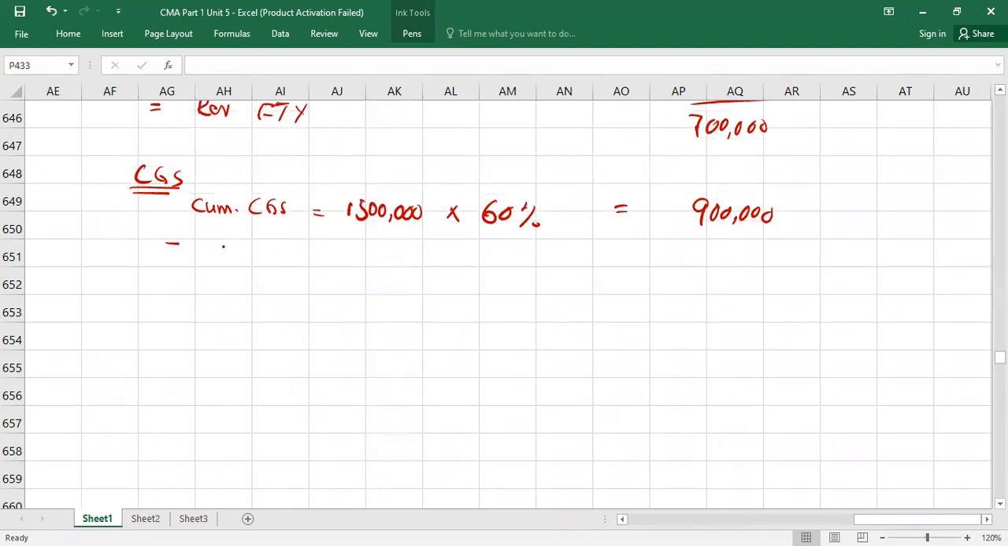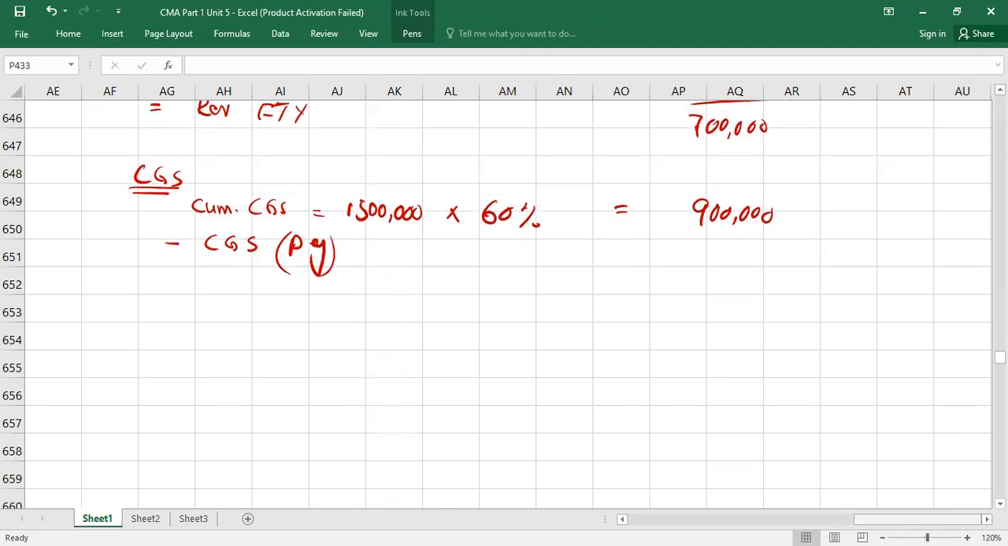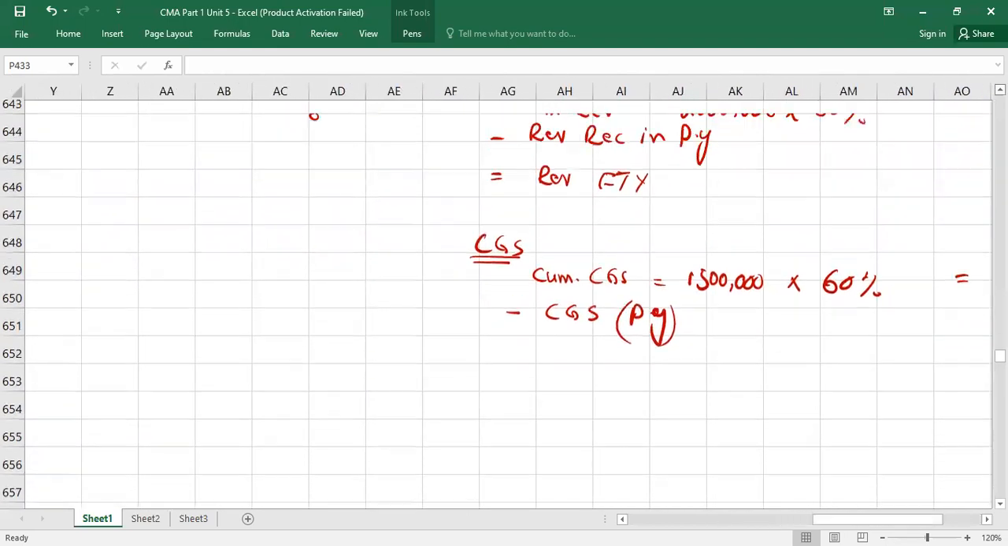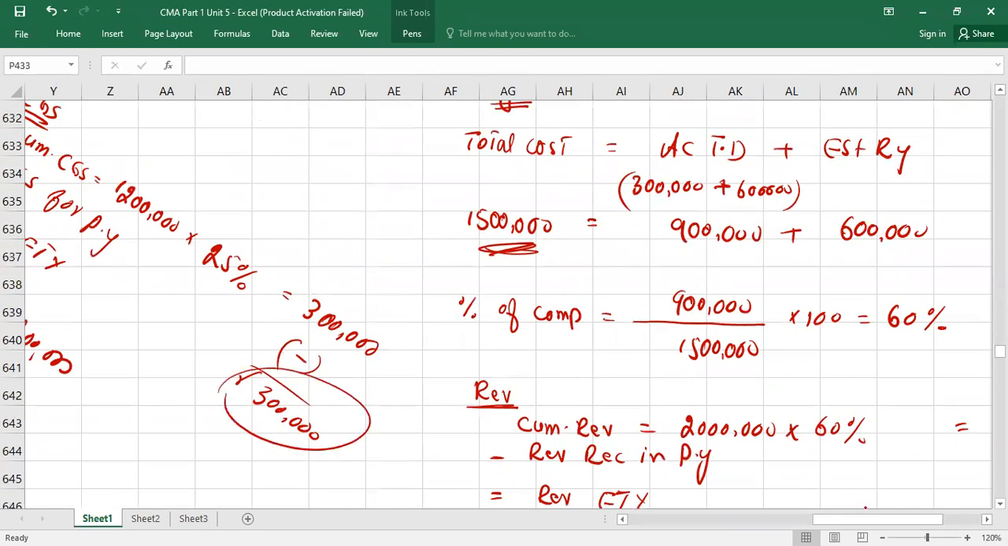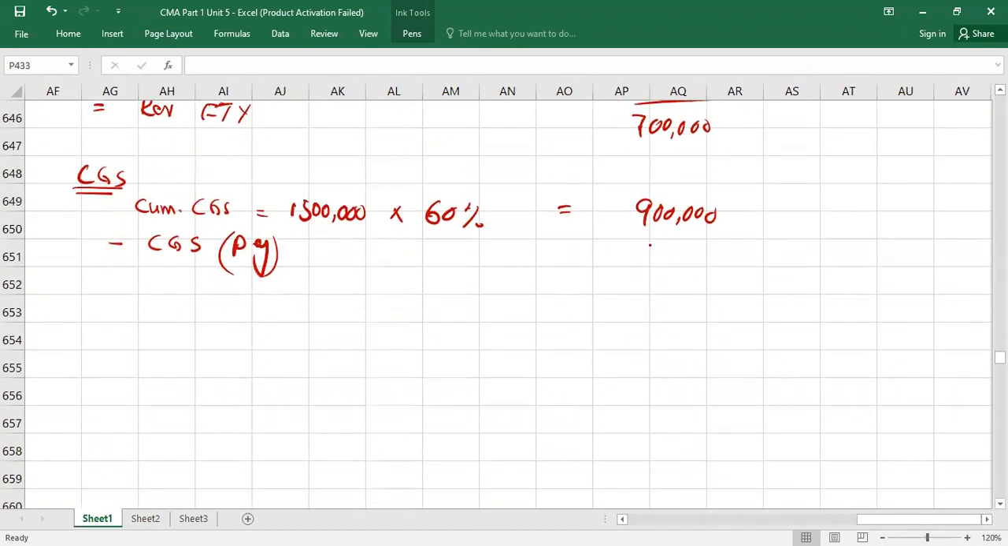And you will deduct here cost of goods sold recognized in the previous year. And previous year, if you remember the calculation, maybe up, we have booked 300,000 somewhere. Here we calculated, right? In year 1. So we'll deduct 300,000 from here. So how much cost of goods sold will be recognized for the year? It is going to be $600,000.